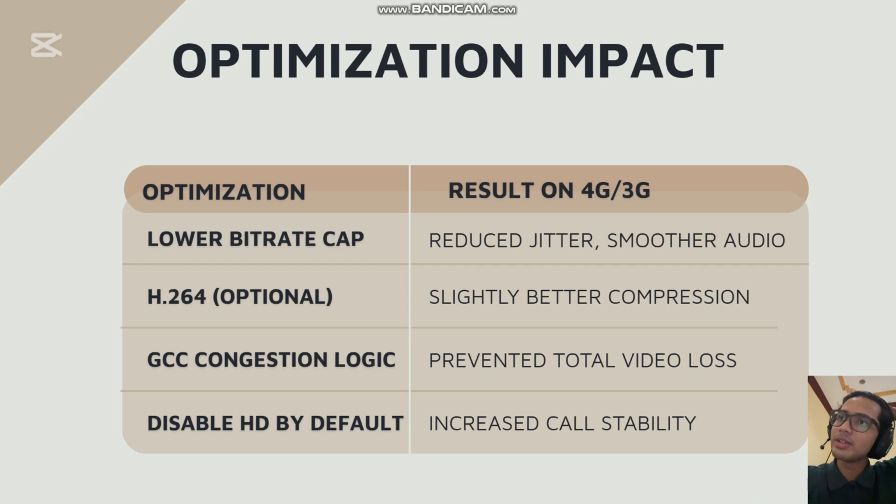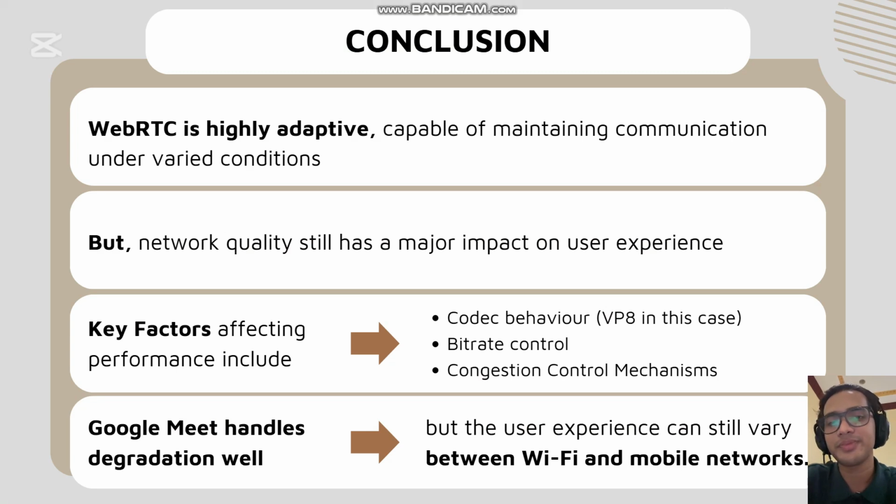Next is the optimization impact. From the lower bitrate cap, the results on 4G or 3G networks are reduced jitter and smoother audio. For H.264, which is optional, there are slightly better compressions. GCC, the Google Congestion Control logic, prevented total video loss. And we can also optimize by disabling HD by default, which really increases call stability.